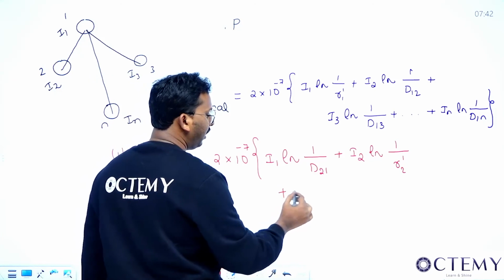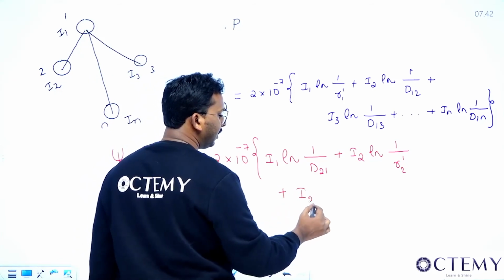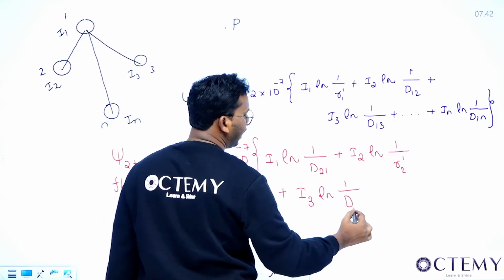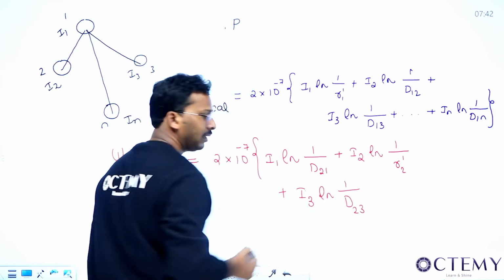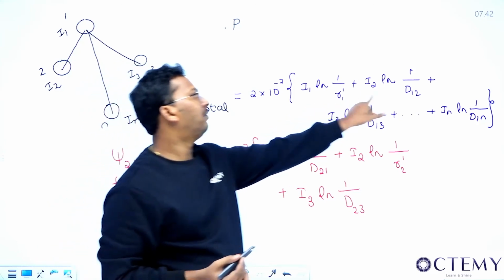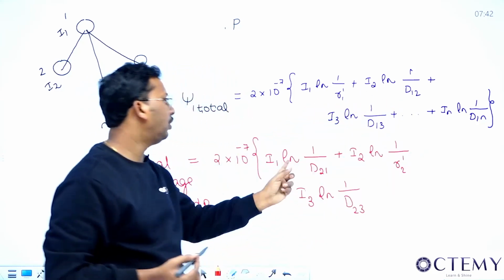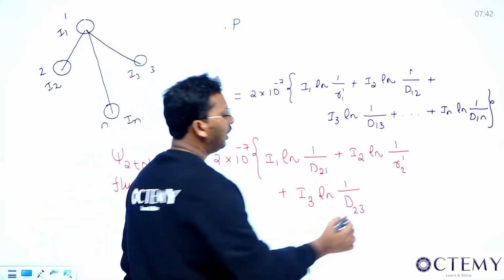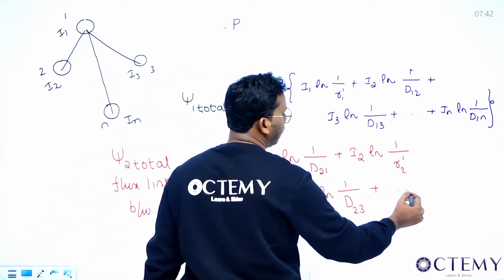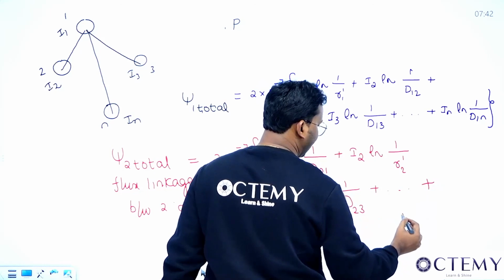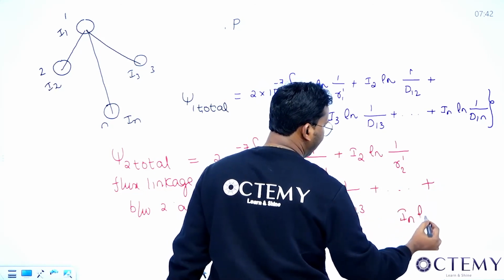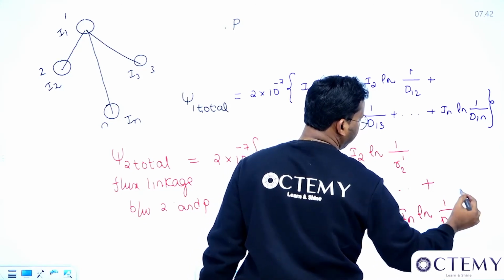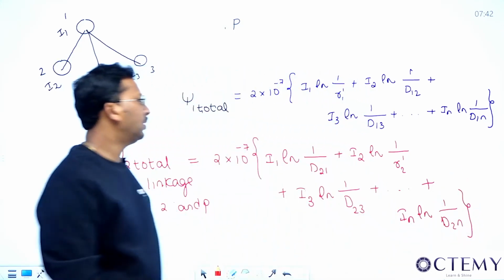Similarly, if I want to write I3, that should be equal to ln 1 by the distance between the second conductor and third conductor. Right? We did 12, 13, 1n. So we will do 21, 22 is R2 dash, 23, 24, and then so on. The last term should be In ln 1 by D2n. Right? So this is very important, sir.